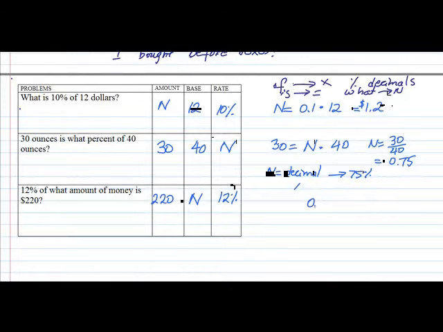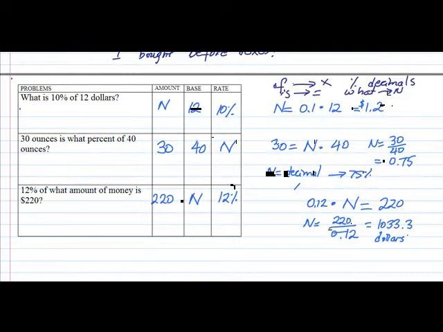12% of, that means times, what amount of money? You don't know. Is equals 2.20. So to solve for n, all you have to do is divide 2.20 by 0.12. And when you do that, you are going to get 18.33. Since this is a word problem, you can say it's $18.33.